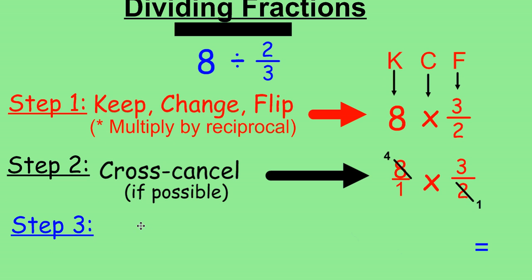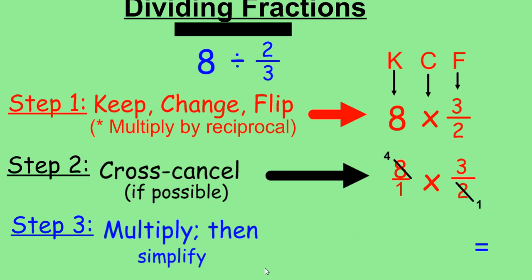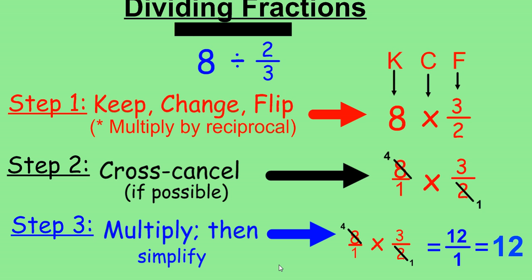Now, step number 3, multiply and then simplify. So we want to multiply 4 times 3 and 1 times 1. When we do this, we get 12/1. And when you simplify, you get the answer 12. So it's as simple as that. 3 easy steps. And you can divide mixed numbers using 4 easy steps. So let's check that out.